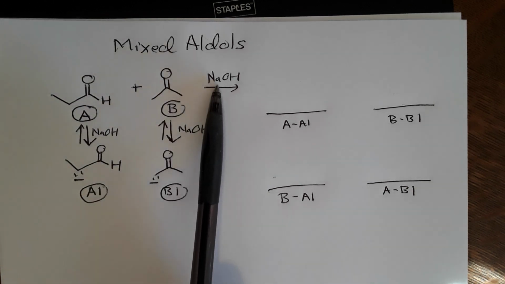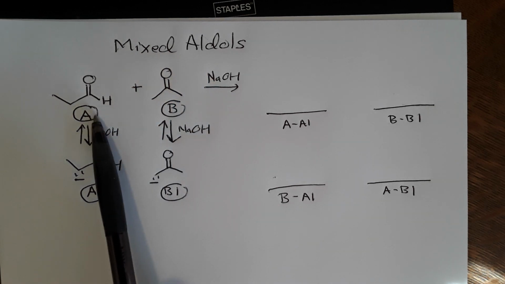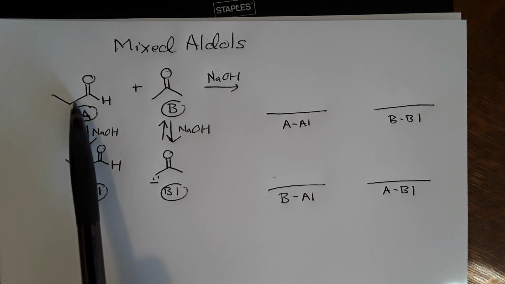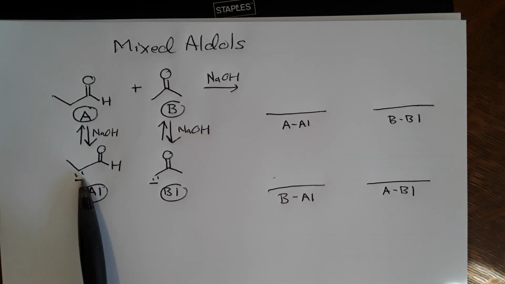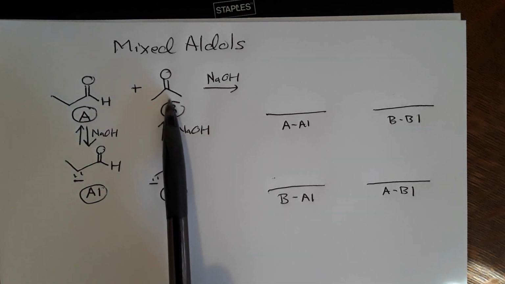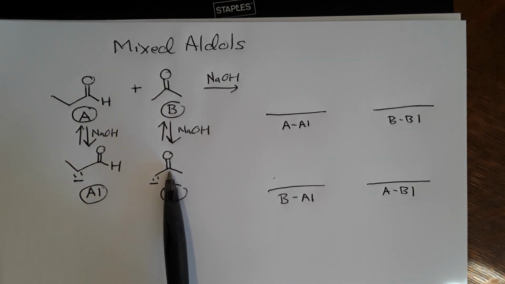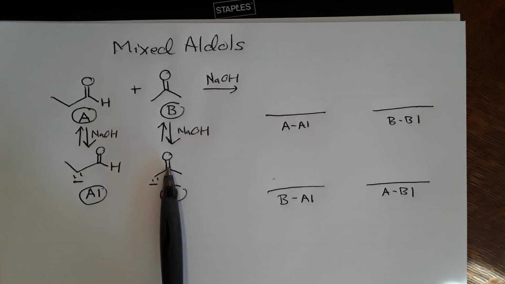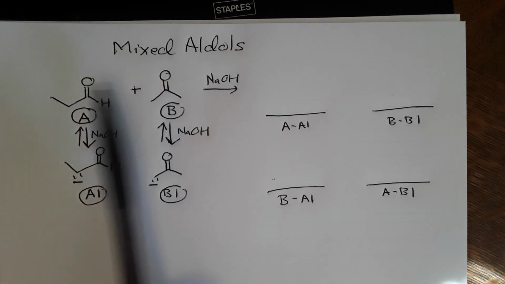So if we add our base, then the propanal will be deprotonated in equilibrium. So some of the propanal will be in the enolate form, and some of the acetone will be in the enolate form as well. So now what we have in this mixture is two nucleophiles, two different enolates, and two electrophiles.